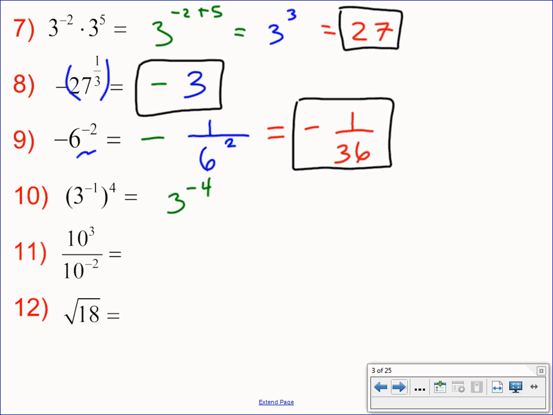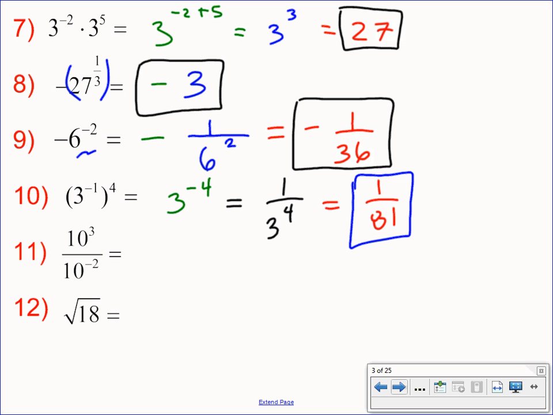I know that that means not negative answer, but reciprocal. So 3 to the negative 4 is the same as 1 over 3 to the positive 4. And look at what it told us before, then that is 81. So 1 over 81 is my final answer.